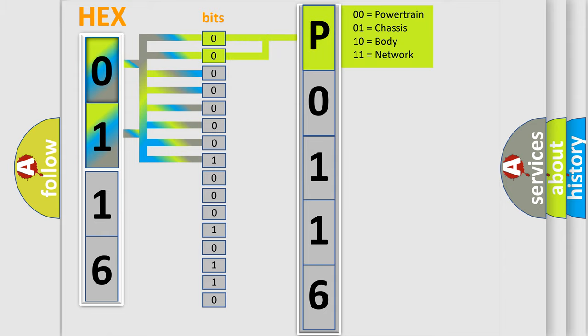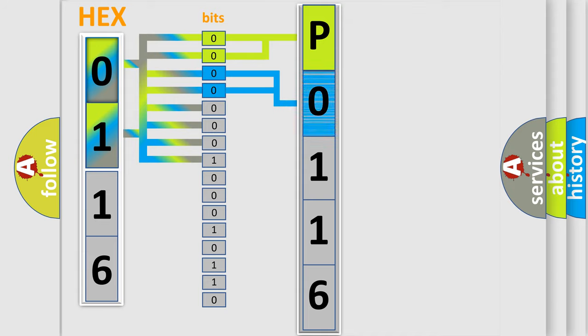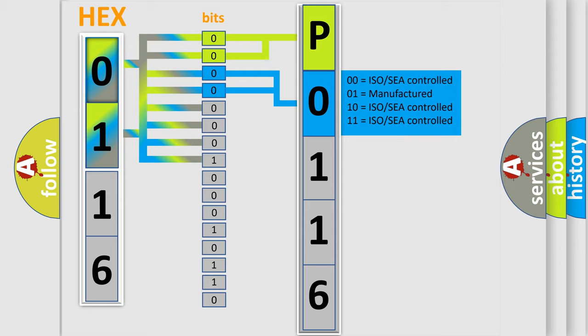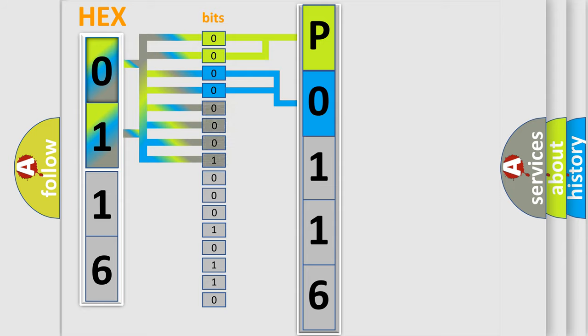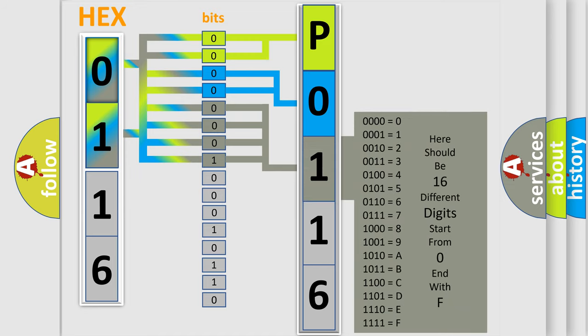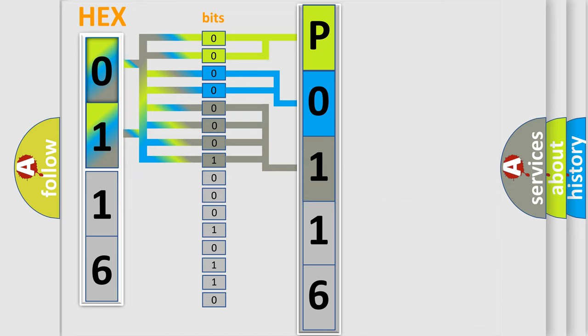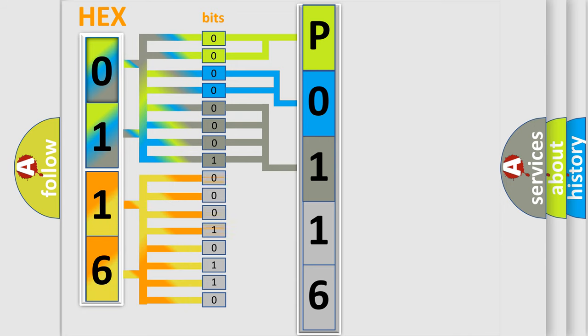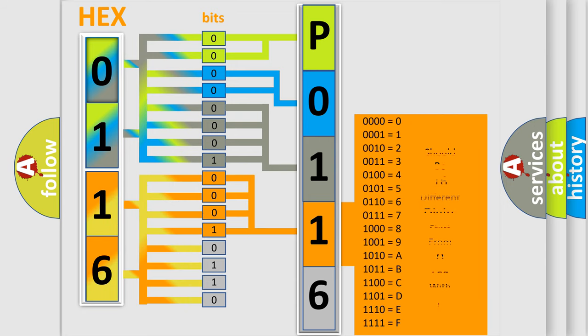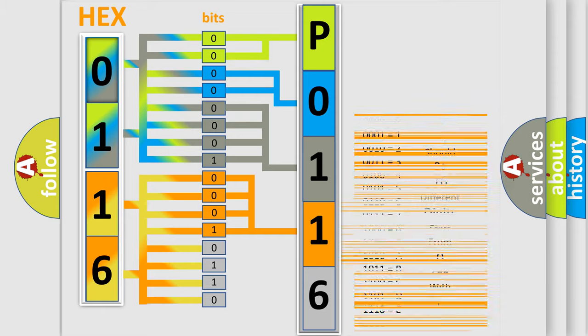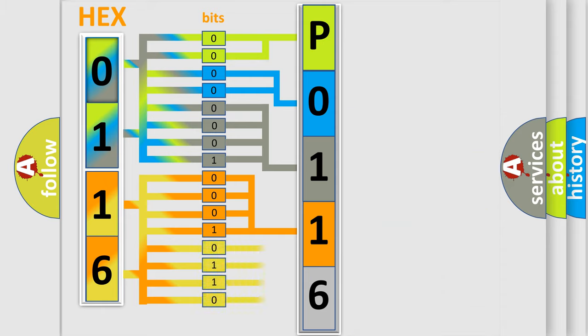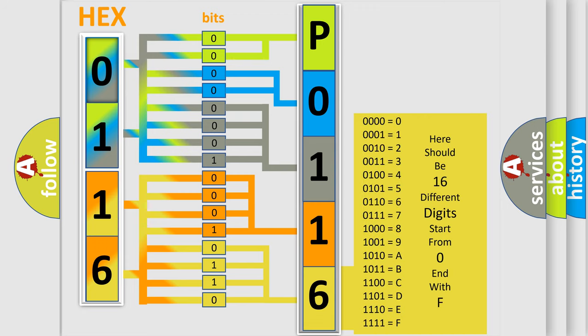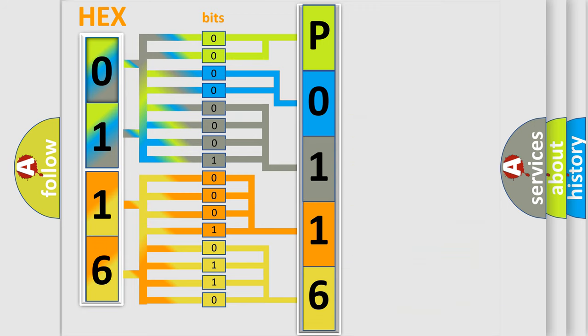By combining the first two bits, the basic character of the error code is expressed. The next two bits determine the second character. The last bits of the first byte define the third character of the code. The second byte is composed of a combination of 8 bits. The first 4 bits determine the fourth character of the code, and the combination of the last 4 bits defines the fifth character. A single byte conceals 256 possible combinations. We now know in what way the diagnostic tool translates the received information into a more comprehensible format.